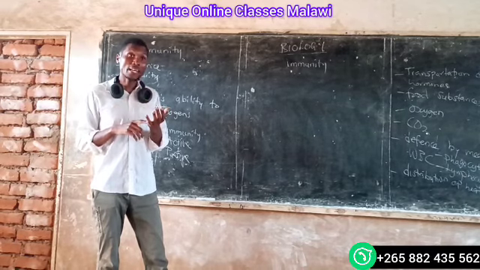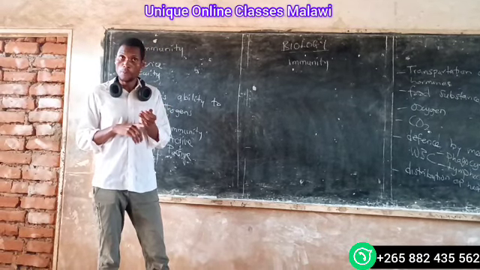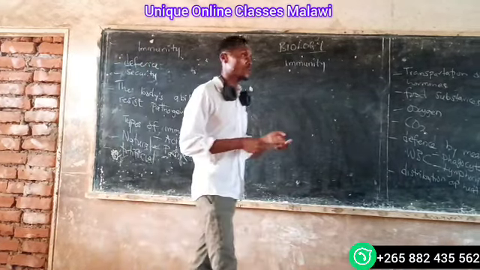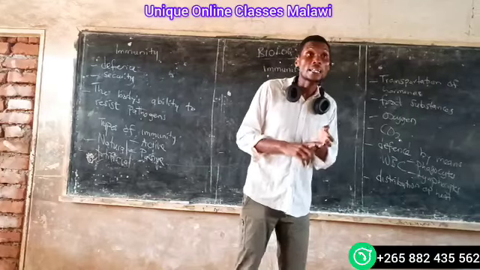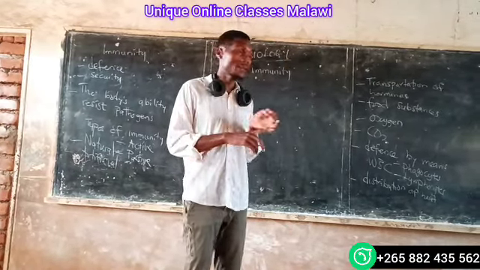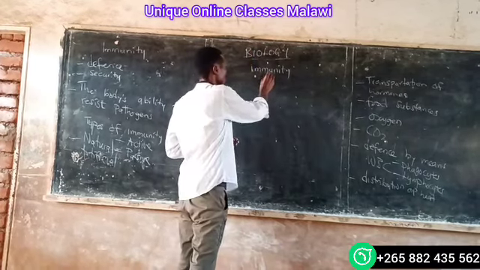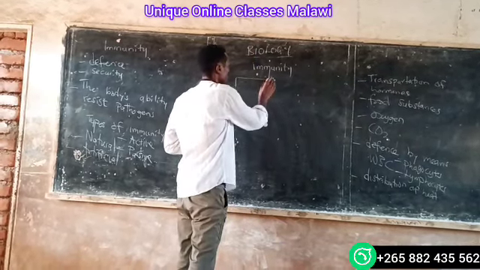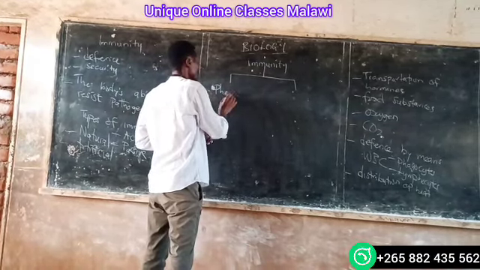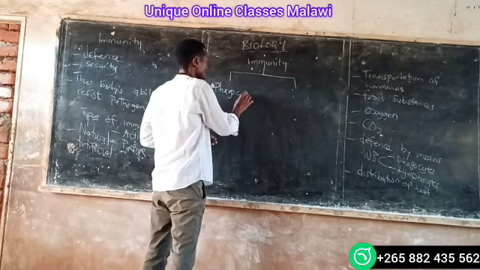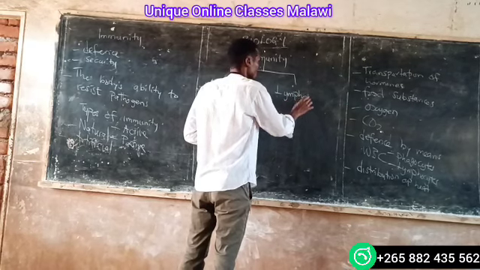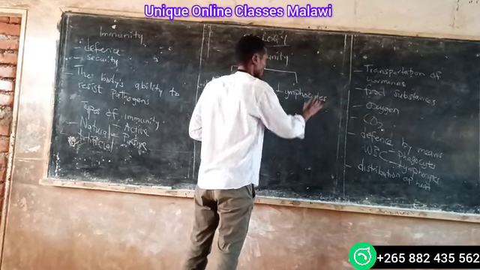We have the white blood cells. They bring about immunity. Of these kinds of white blood cells, we will talk about the phagocytes and the lymphocytes. So immunity is brought about by phagocytes and lymphocytes.